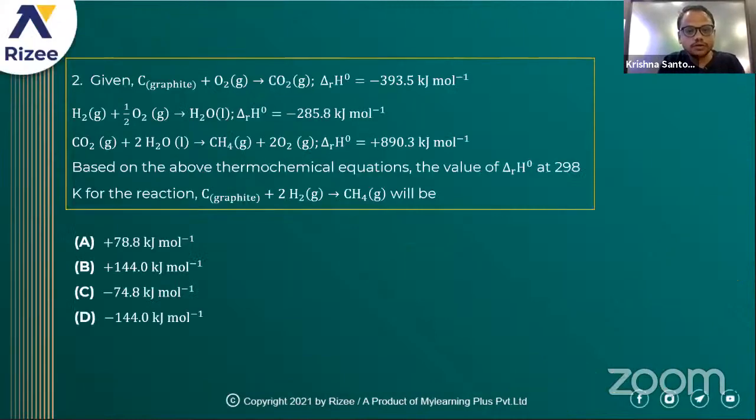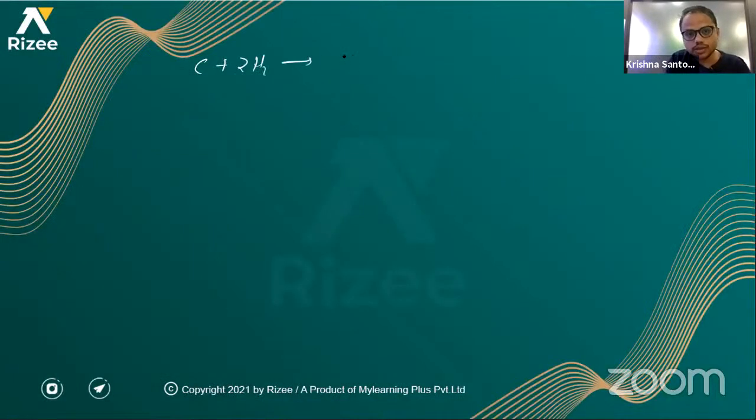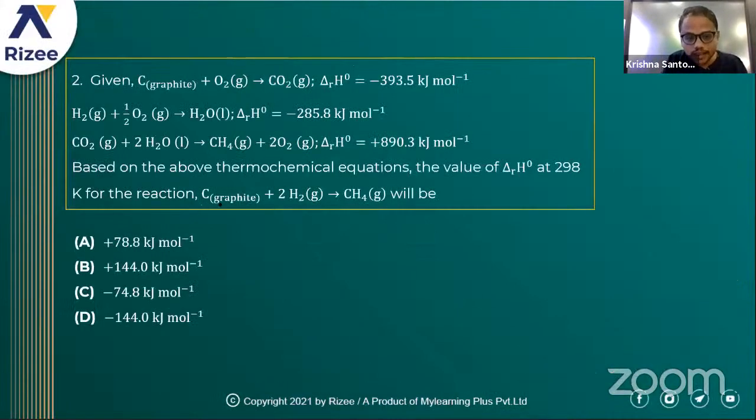Again, C graphite plus O2 gives CO2, and the delta H value is given. H2 plus half O2 gives H2O. CO2 plus 2H2O gives CH4 plus 2O2. Based on the above thermochemical equations, find the value of delta H at 298 Kelvin for the reaction. The required equation is C plus 2H2 gives CH4. Don't worry about these values, we'll see them afterwards. First of all, we have to find this equation from these three equations. In the equation, I have C graphite, so C graphite will be like this only.